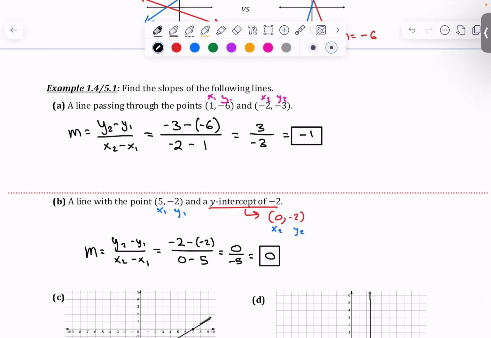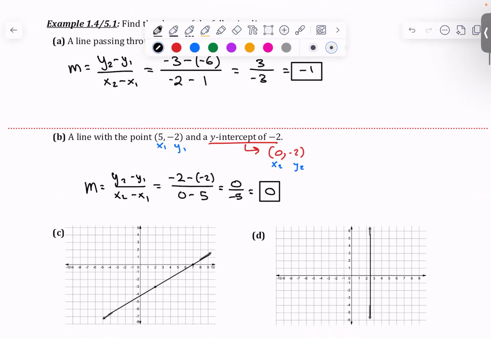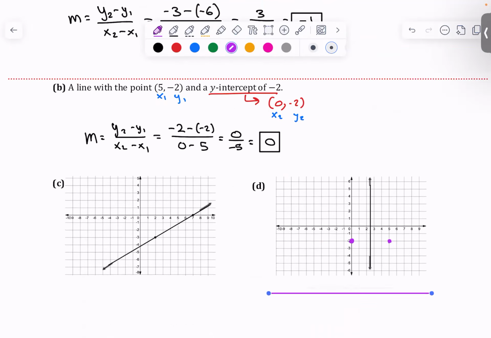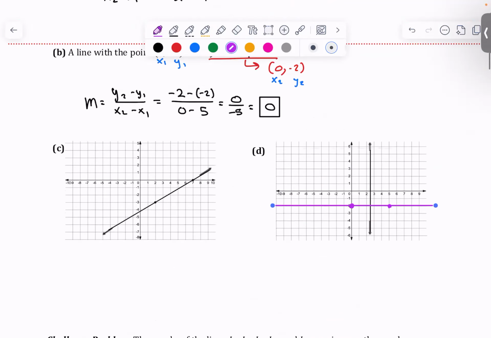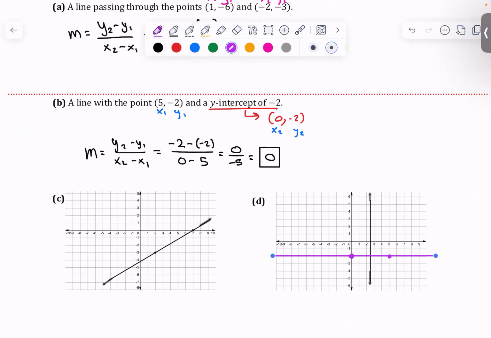And it makes sense if you were to actually graph this equation. I'm going to do it on this bottom right graph section just for a second, so you can see. 5 comma negative 2 is right there, and a y-intercept of negative 2, that is a horizontal line. And horizontal lines have a slope of 0. So it makes sense that the answer is 0.